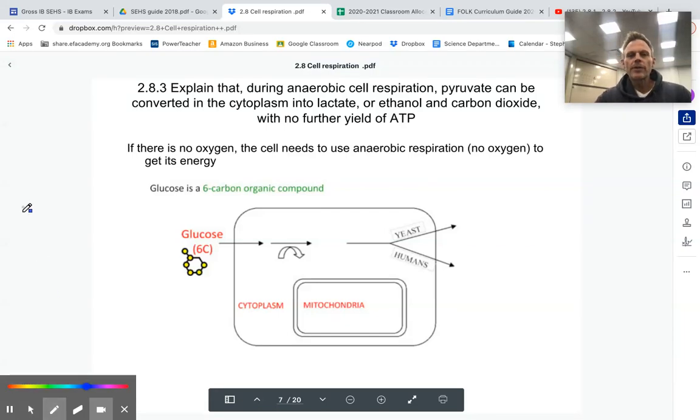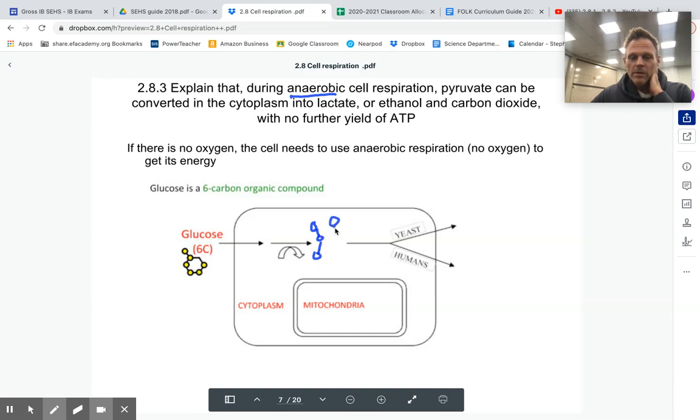Hello. Okay, 2.83. So we're going to talk about anaerobic respiration. When we talk about this, they want us to be able to explain that the pyruvate we made, so you remember here we made 2 molecules of pyruvate during glycolysis, right? During this process, we can break it down even further to create some waste products. And when we do that, we don't get any more ATP. So that's what they want us to explain here. And all of this process happens in the cytoplasm, so it never makes it to the mitochondria.